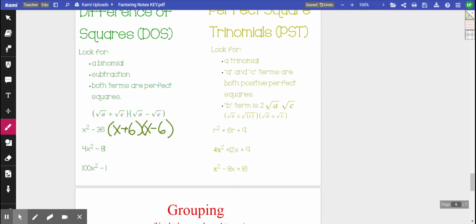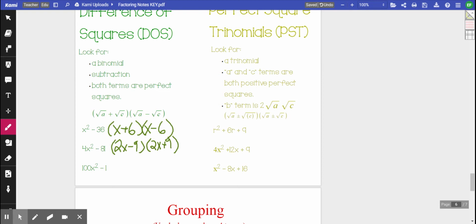4x squared minus 81. This is also an example of a difference of squares, because the square root of 4x squared is 2x. I'll put that in the first spot. The square root of 81 is 9. And again, we need opposite signs. So just to show you it doesn't matter, I'll put a minus in the first one and a plus in the second one. It does not make a difference. We just have to have opposite signs so that our outer and inner terms, when we FOIL, cancel each other out.